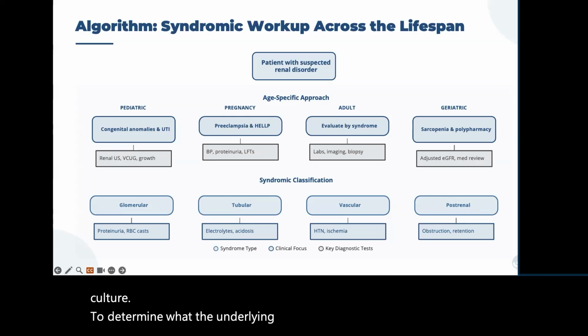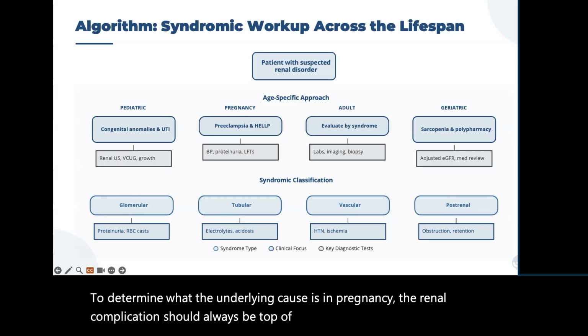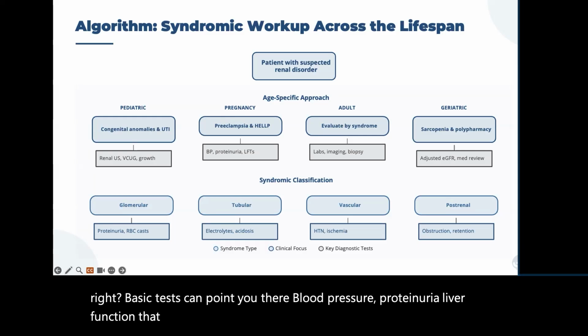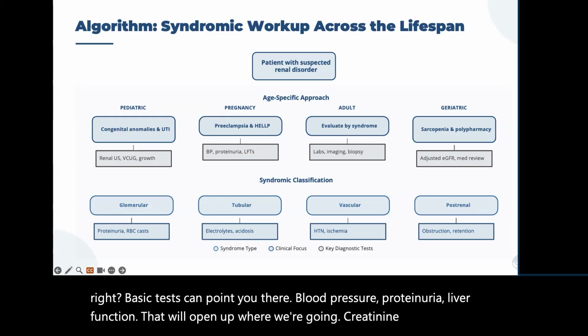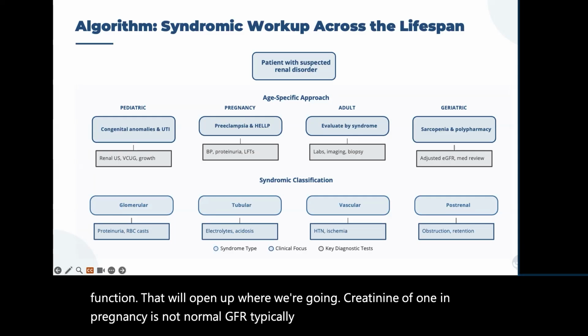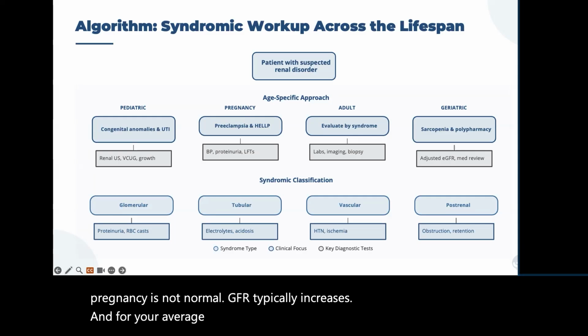In pregnancy, the renal complication should always be top of mind. Preeclampsia, HELLP syndrome, right? Basic tests can point you there. Blood pressure, proteinuria, liver function, that will open up where we're going. Creatinine of 1 in pregnancy is not normal. GFR typically increases. And for your average adult outside of pregnancy, how do you start thinking about kidney disease?